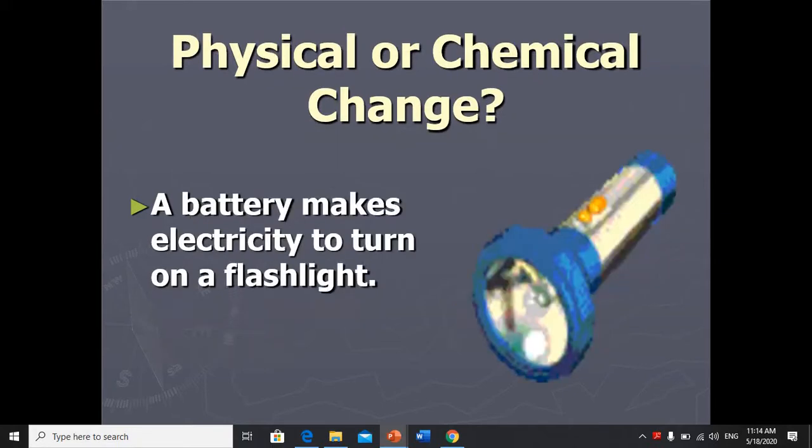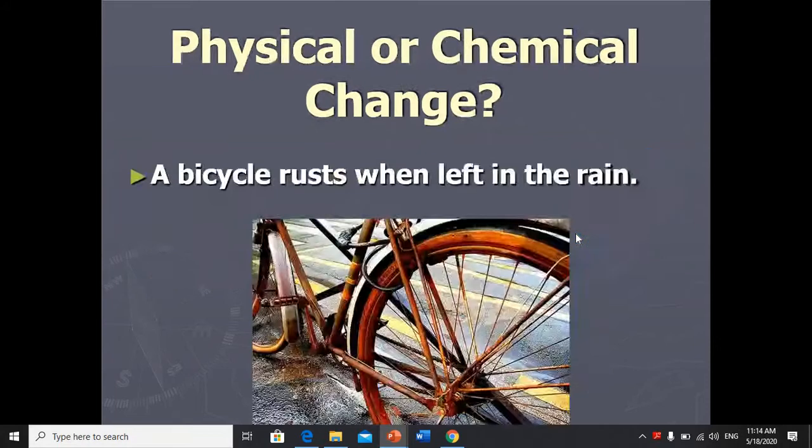A battery makes electricity to turn on a flashlight, so is this chemical or physical? We previously said that if you find heat or light or sound produced, this is a sign of a chemical reaction or a chemical change. So when we turn the battery on, you can see the light, so this is a chemical change which occurs in the batteries of the flashlight. A bicycle rusts when left in the rain. You find that the bicycle changed, its color changed and it rusted. Once you see the rust, you must know that this is a chemical change.